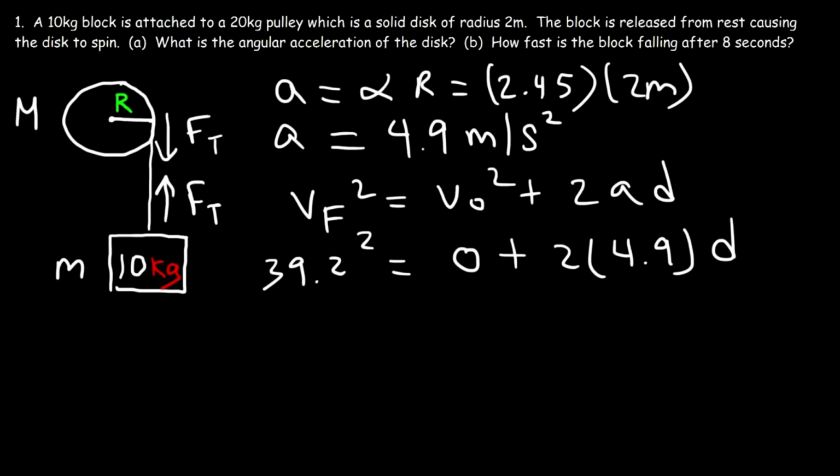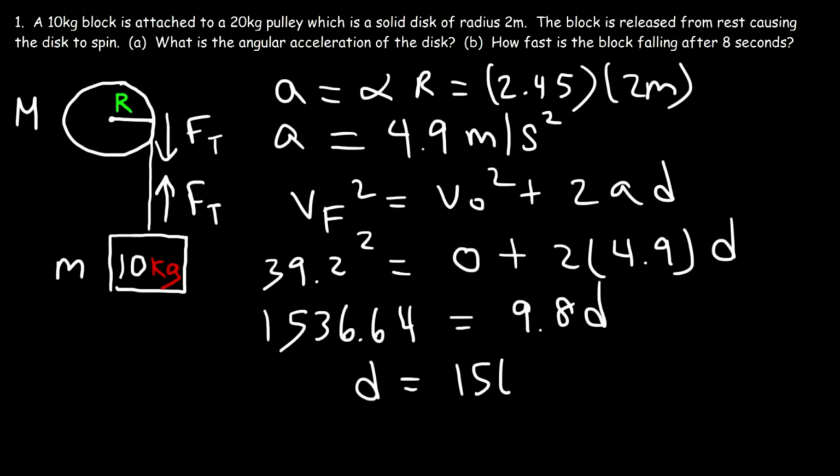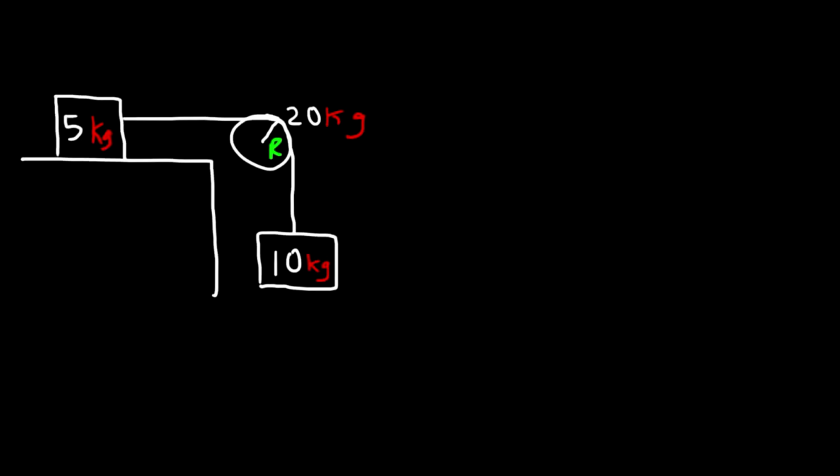So it's 39.2 squared, which is 1536.64, and 2 times 4.9 is 9.8. So take 1536.64 and divide it by 9.8. And so d is 156.8 meters. So that's how far the object fell, meaning the block. That's how far it fell after 8 seconds.